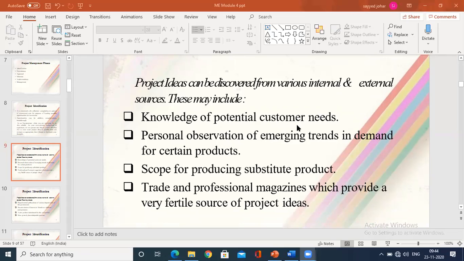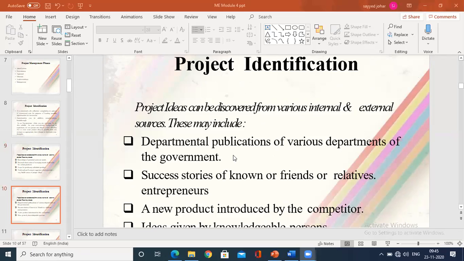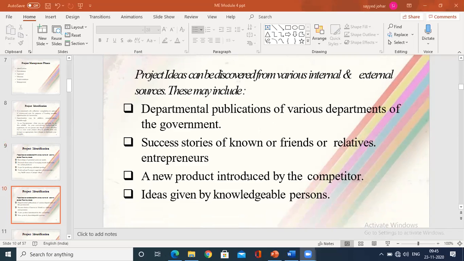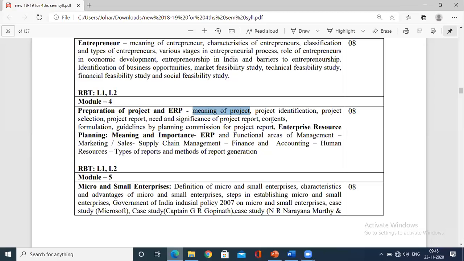Based on the knowledge of customer needs, department publications, and historical records, based on the internal and external factors, all these things have been discussed. So today we have covered the meaning of project and project identification. In the next sessions, we'll start with project selection and the other concepts of project management.